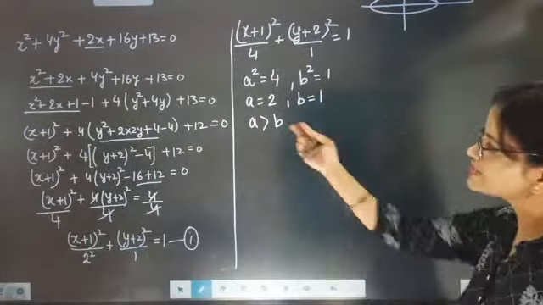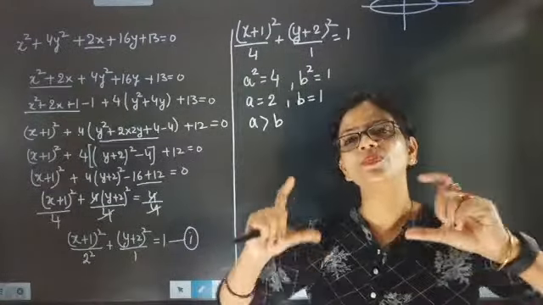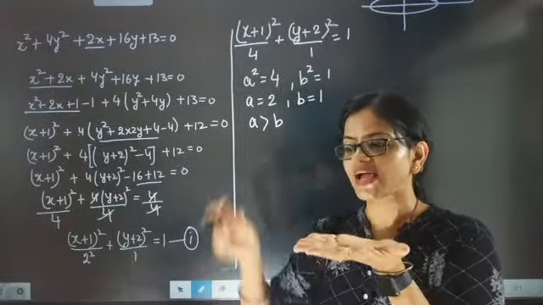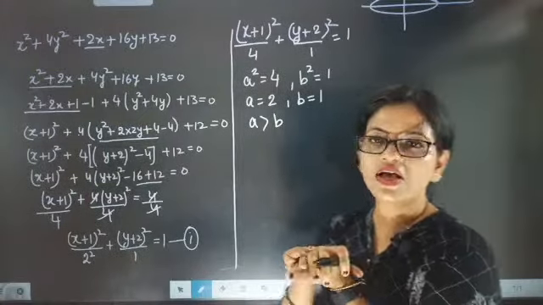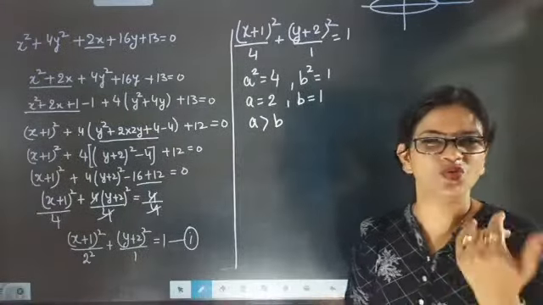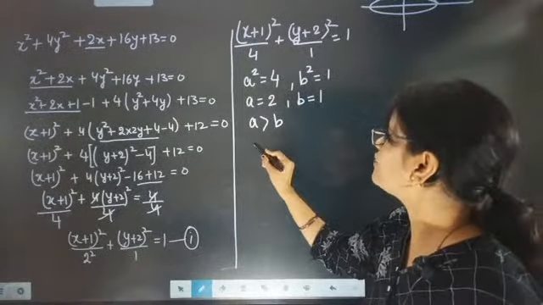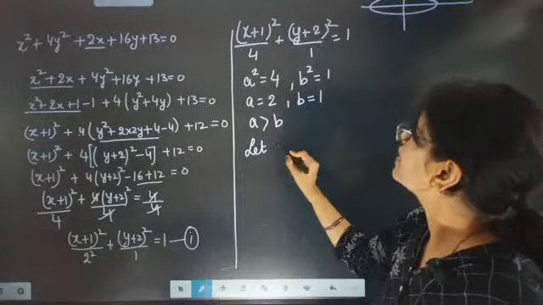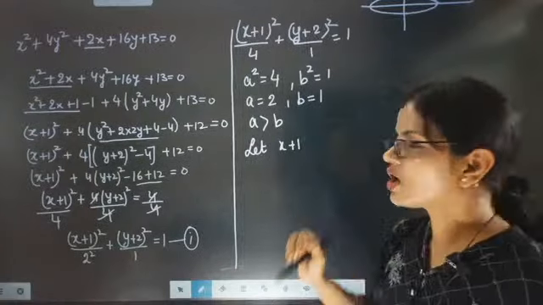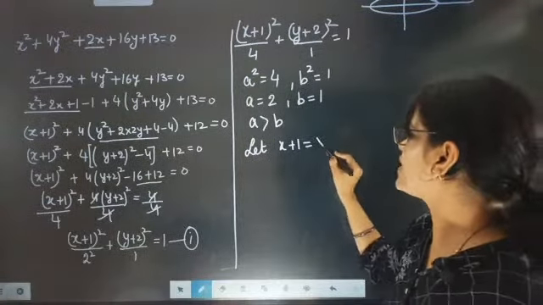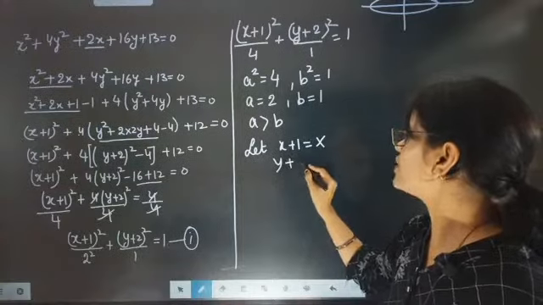Now a is greater than b, that means the ellipse will be resting where? The ellipse will be exactly resting on the x-axis. So now what work we have to do? No big work now, because most of the part we have already finished. Now we have to write let x plus 1 equal to x, and y plus 2 equal to y.